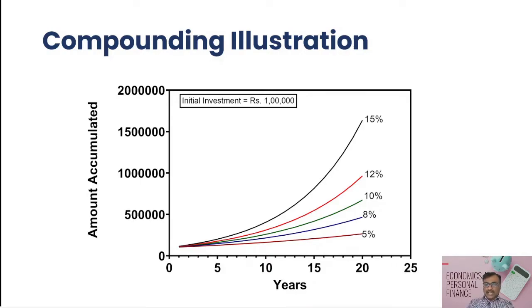So you can see the difference in amount received after 5 years in both cases is small. However, the difference goes on increasing as you stay invested for a longer time. This clearly illustrates the power of compounding.